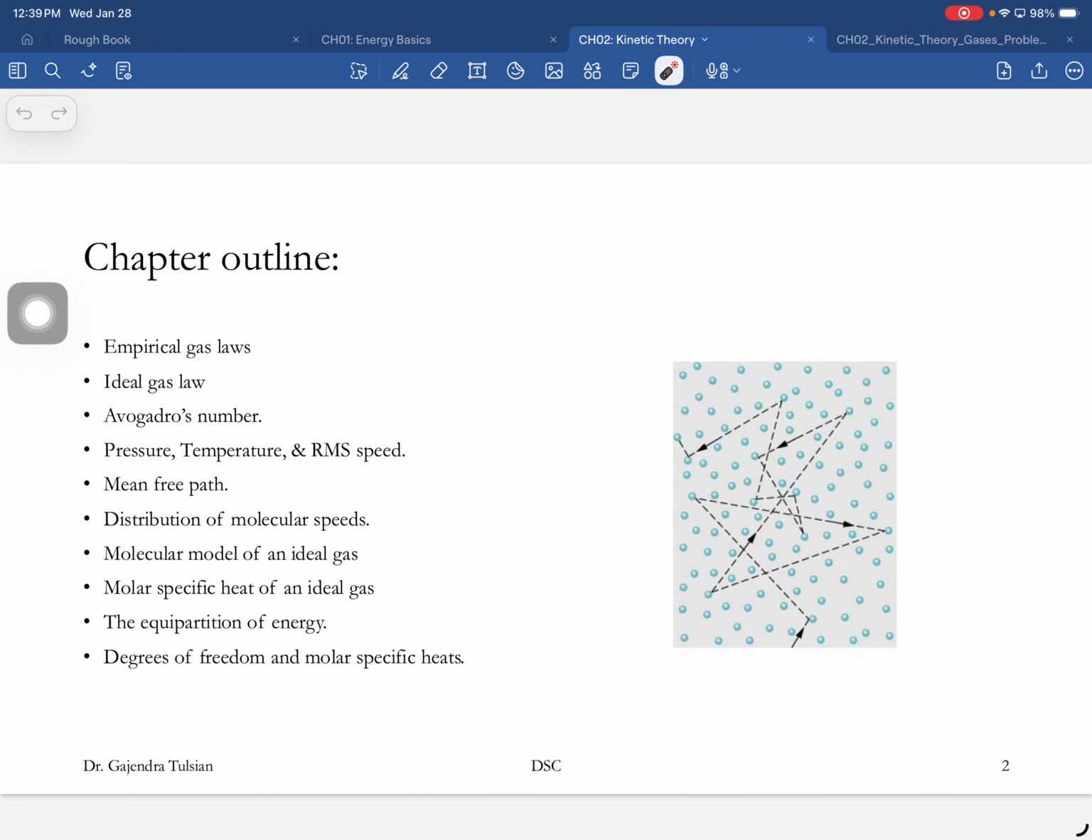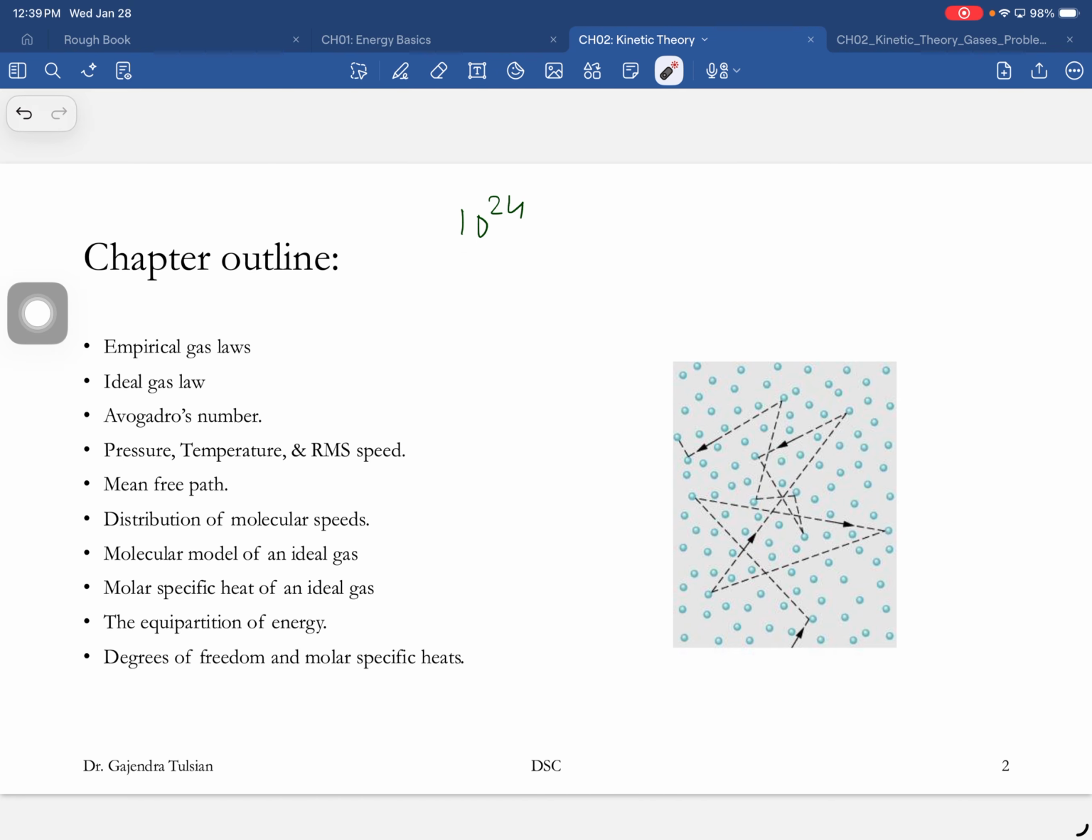Then we'll talk about Avogadro's number. What is Avogadro's number? That's the number of molecules you have when you have 1 mole of a substance. Avogadro's number is about 10 to the power of 24. It's 6 times 10 to the 23. We'll say 10 to the 24, that's a trillion molecules.